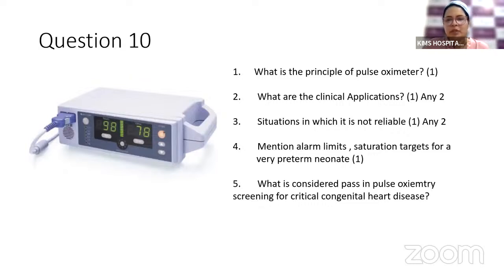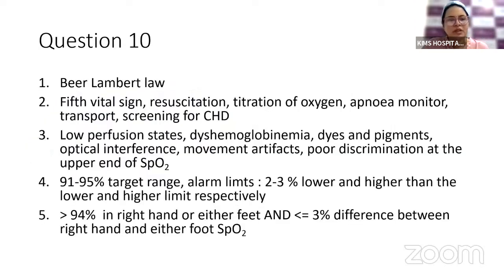The next question is on the applicability of pulse oximetry. So what is the principle of pulse oximeters? The principle is Beer-Lambert's law. The clinical applications of pulse oximeter: there are multiple clinical applications. It is often considered as a fifth vital sign. It is often used for resuscitation of newborns and for the titration of oxygen therapy. It may be used as an apnea monitor for detecting apneas. And it may be used also for neonatal transport, for transporting babies from one site to another. It is also used as a tool for screening for congenital heart defects.